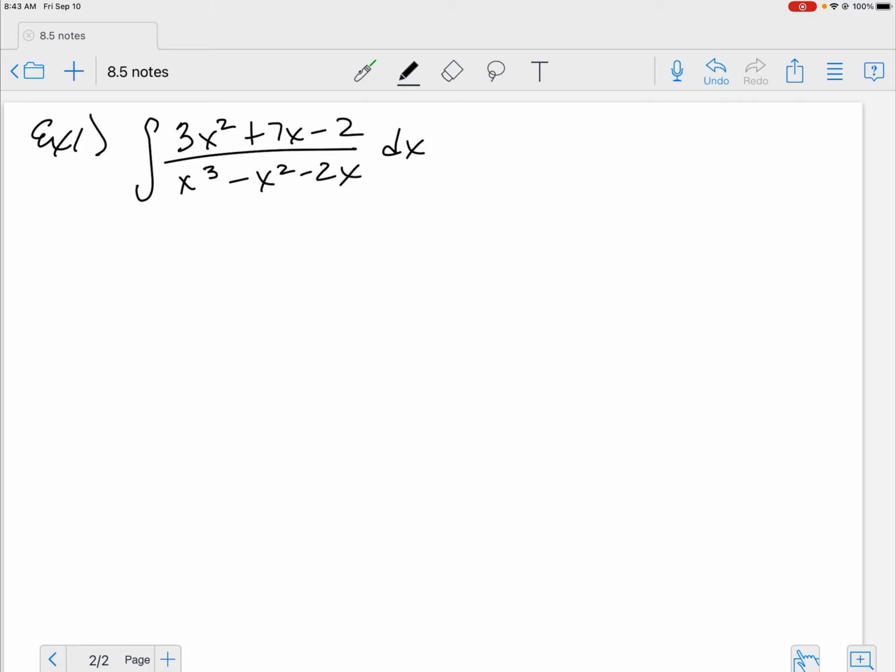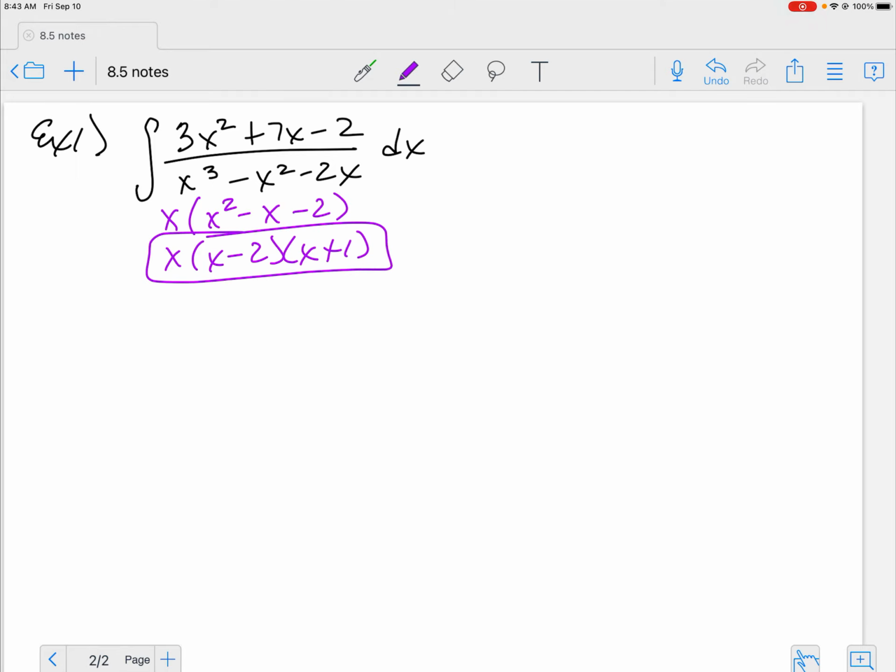Then I look at this and say, oh, do I have the same degree or is the top bigger? No, because my numerator is squared and my denominator is x cubed. Okay, now factor the denominator. You can have a greatest common factor of x here. That gives me x squared minus x minus 2. Ooh, we could factor that again. x minus 2, x plus 1, right? Simple linear factors. So once I factor this out, I now have simple linear factors.